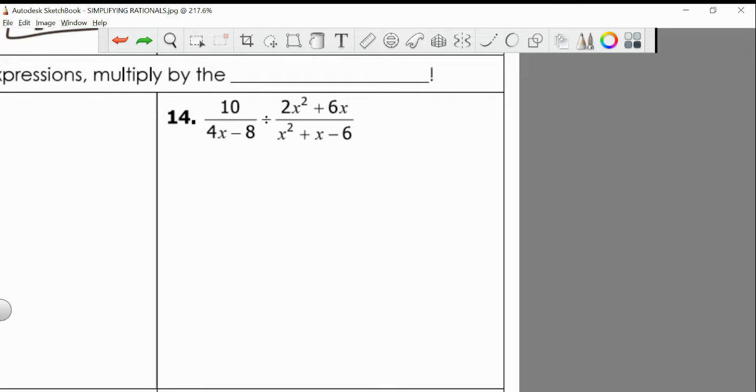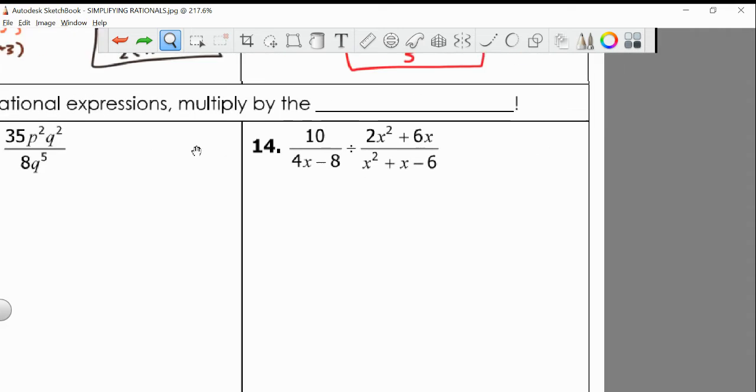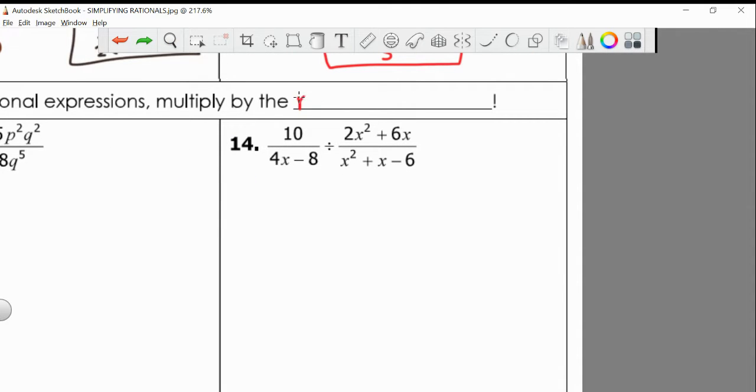Okay, and so when you're in 4th grade, you learn how to divide fractions. And they teach you to divide rational expressions, multiply by the reciprocal. Does anybody remember what reciprocal means? Maybe not the opposite, but the upside down. Right. If you want to do 2/3 divided by 4/5, they say don't do that. Do 2/3 times 5/4.